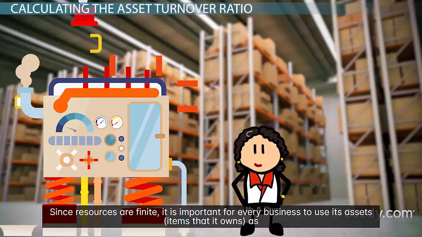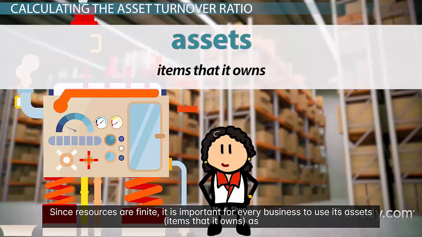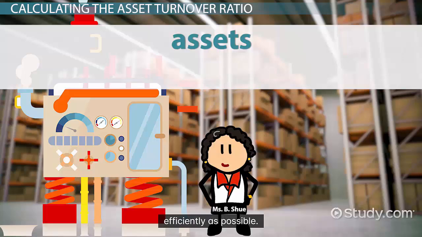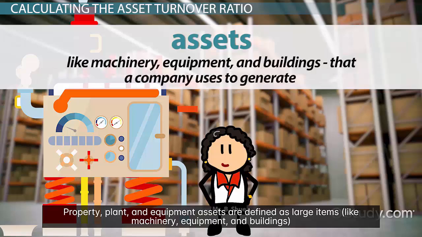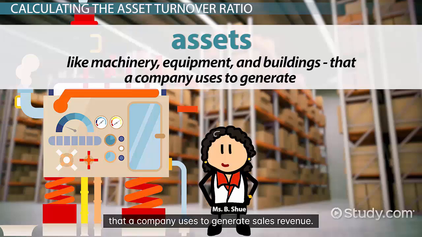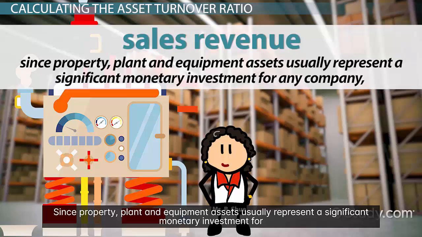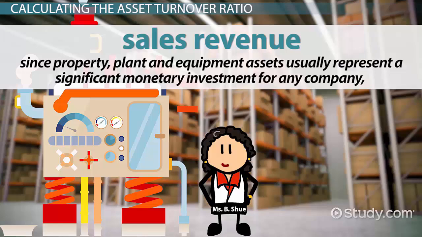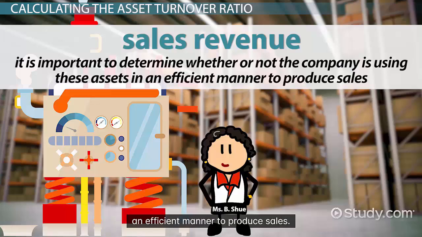Since resources are finite, it's important for every business to use its assets, items that it owns, as efficiently as possible. Property, plant, and equipment assets are defined as large items, like machinery, equipment, and buildings, that a company uses to generate sales revenue. Since property, plant, and equipment assets usually represent a significant monetary investment for any company, it's important to determine whether or not the company is using these assets in an efficient manner to produce sales.